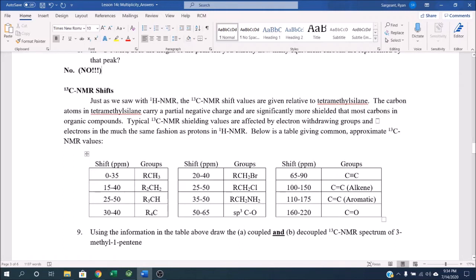Okay, so here is the dreaded memorization list, and it's actually really helpful. If you have a carbon that is part of an alkyl group, the shift values will typically be between 0 and 35 for a methyl group, 15 to 40 for methylene, and 25 to 50 for methine. If it's a quaternary carbon, it's between 30 and 40, etc. So we're going to go ahead and look at examples that show us how to apply this table, but this is a table that you should become very familiar with.